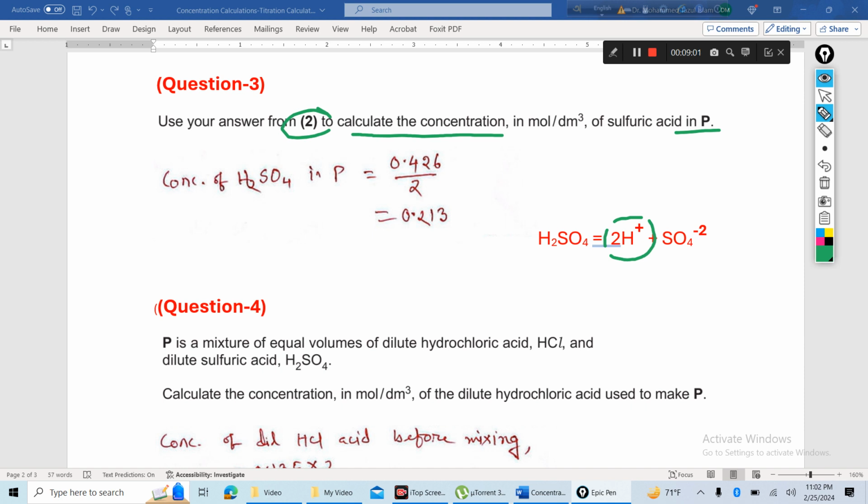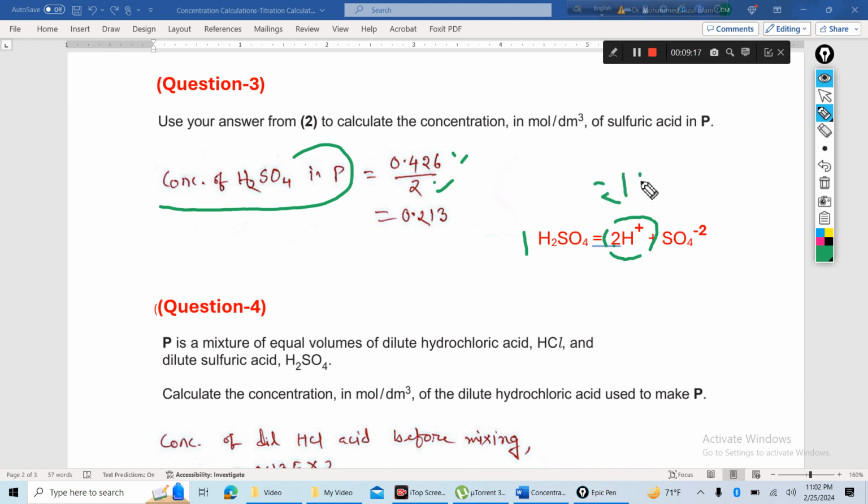So moles of hydrogen ion are 2 times, sulfuric acid 1 mole. So the concentration of sulfuric acid in P is this value divided by 2. Hydrogen ion is 2H⁺, sulfuric acid 1. Sulfuric acid is half of the hydrogen ion. If you divide by 2, you get this value.